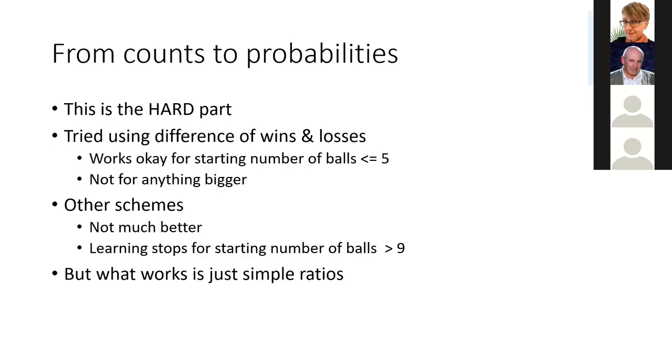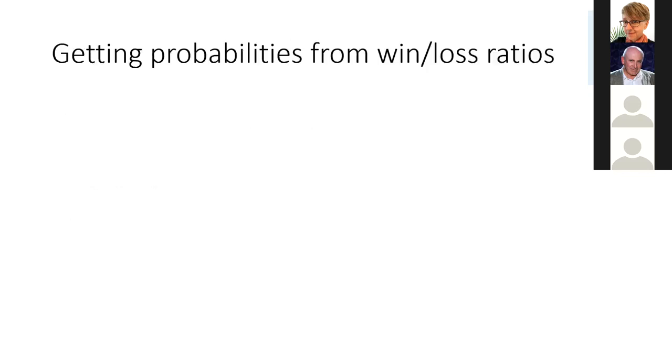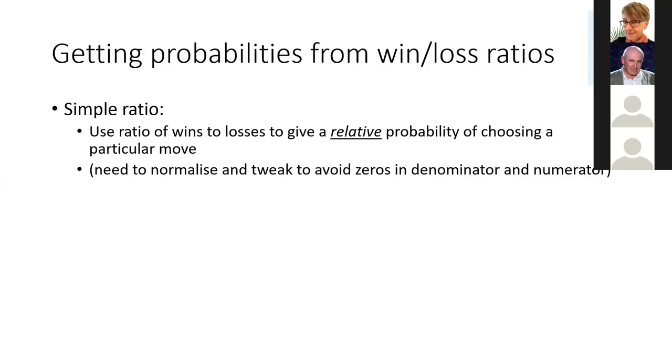I thought, why not just try simple ratios? And that works wonderfully, and it's dead easy. What we do is take the number of wins and divide it by the number of losses. That gives us a relative probability of choosing a particular move. Obviously, the more times you win making that move, the probability goes up, and the more times you lose, it goes down. So it has the right kind of behavior.